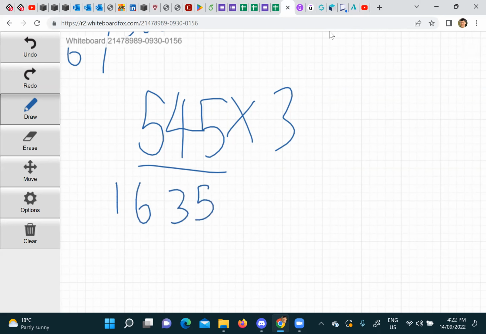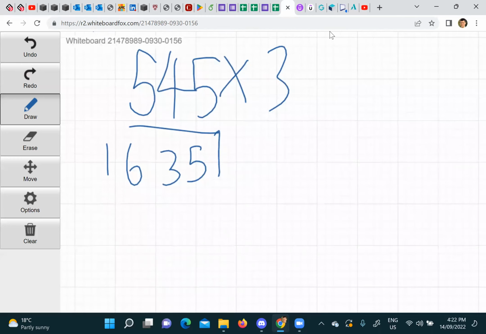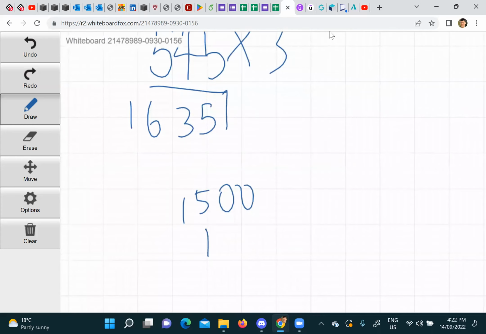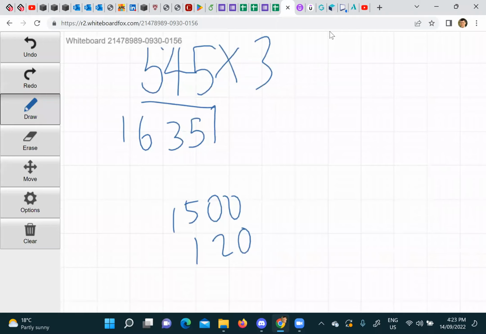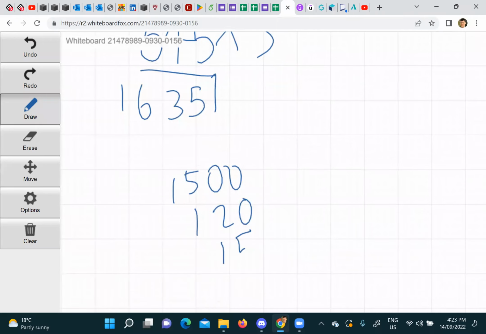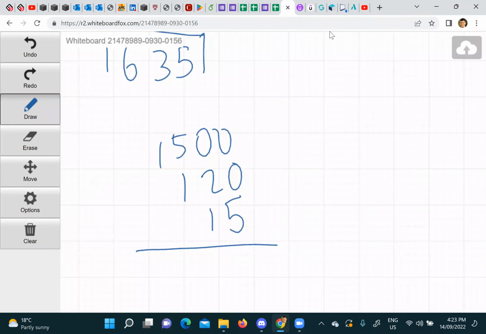It can't be 651. Okay, you gotta wait, okay? So look, how did he get 1635? So 3 times 500 is 1500. That's easy, right? 3 times 40 is 120. So it's 3 times 4 is 12, right? You just do 3 times 4 and then add as many zeros as there are. And 3 times 5 is 15, yeah? So if you add all this up, you get 1,635.